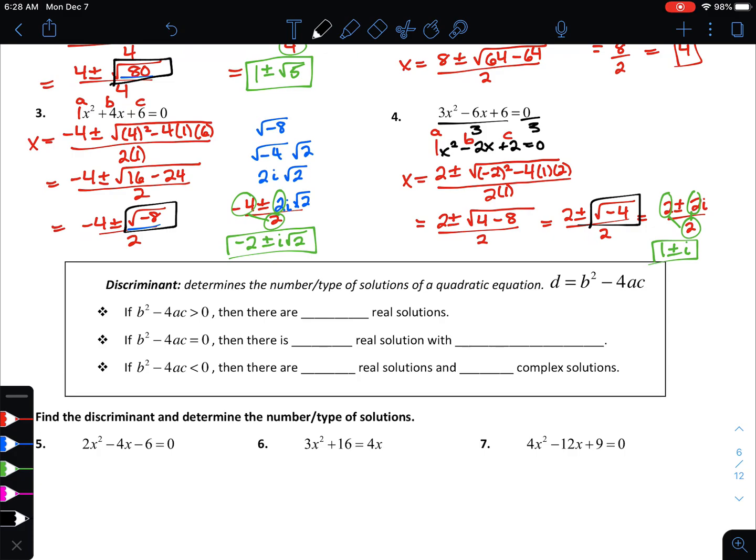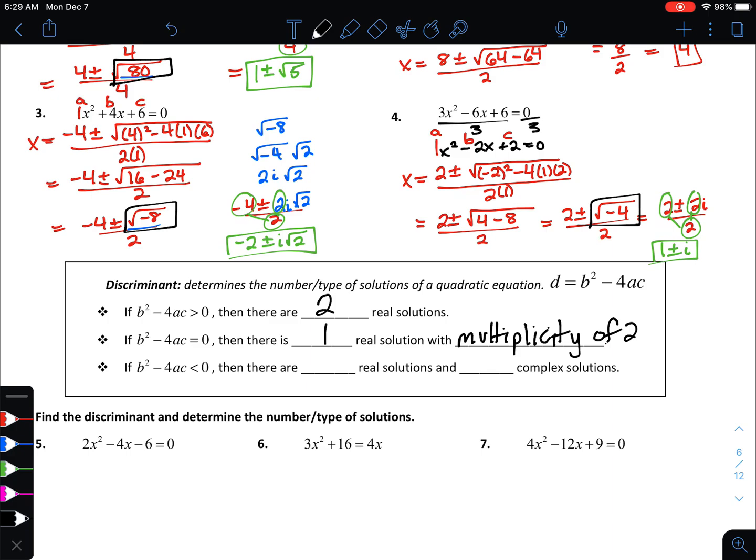So the first case, if b squared minus 4ac is greater than 0, like it was on number 1, remember that there are two real solutions to that equation. If our discriminant is equal to 0, like it was on number 2, notice that there is one real solution, and we're going to say that it has a multiplicity of 2. We'll talk a little bit more about multiplicity later in this unit, and definitely in Unit 5, we will be talking quite a bit more about multiplicity and what it means, but I want to mention that now so that you can understand what's going on there.